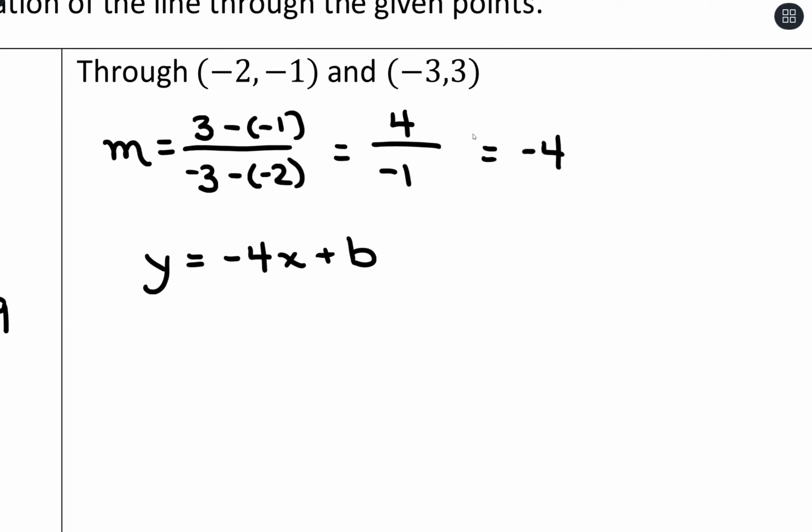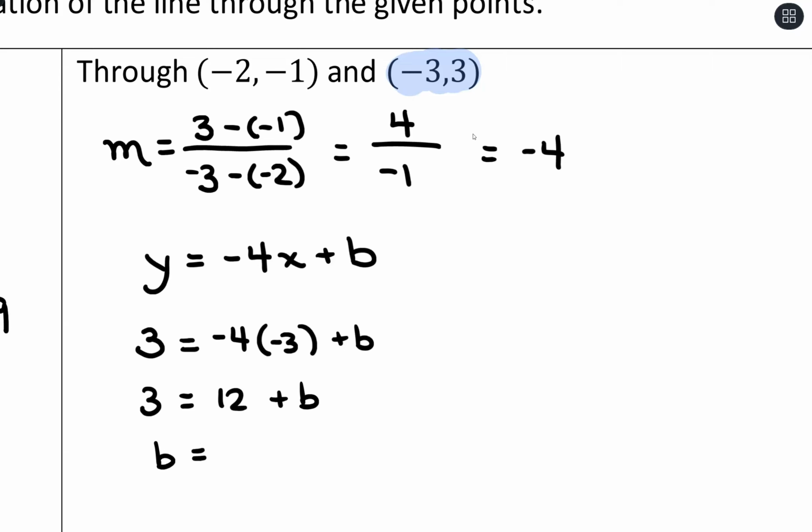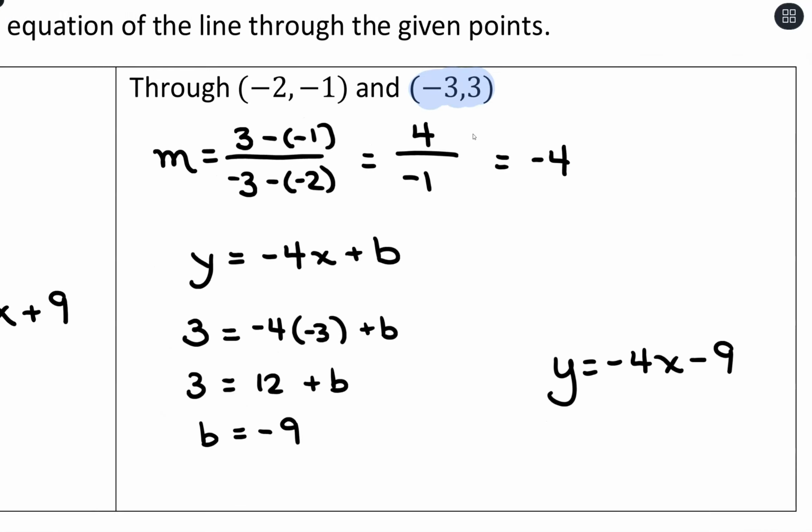And then to solve for b, we want to plug in one of these coordinates. Doesn't matter which one. How about I'll go with the negative 3, positive 3. So y is positive 3 equals negative 4 times negative 3 plus b. So 3 equals 12 plus b. Subtract 12 from both sides for a negative 9. So y equals negative 4x minus 9.